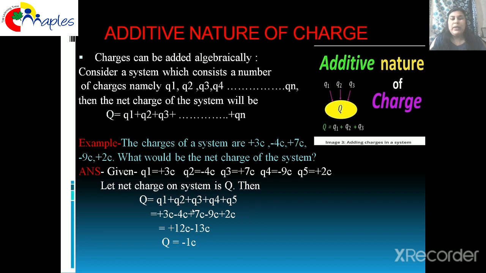So plus 3 minus 4 plus 7 minus 9 and plus 2 coulomb, we put all these values. Adding the positives, 3 plus 7 is 10 and plus 2 is 12 coulomb of charge. Minus 4 and minus 9 becomes minus 13 coulomb of charge. So the net charge on the system is plus 12 minus 13, so minus 1 coulomb. So this is the simple basic fundamental: algebraically we are adding these.